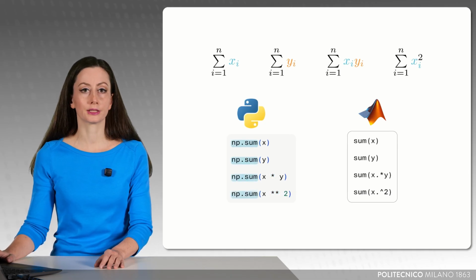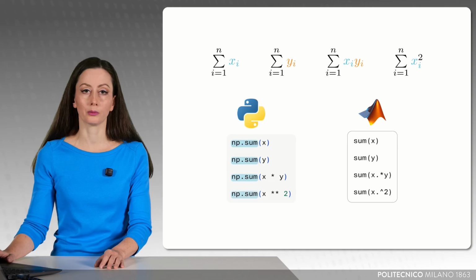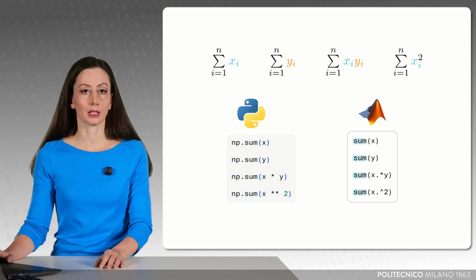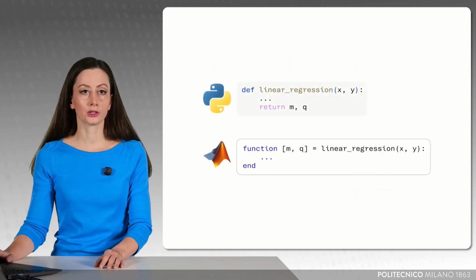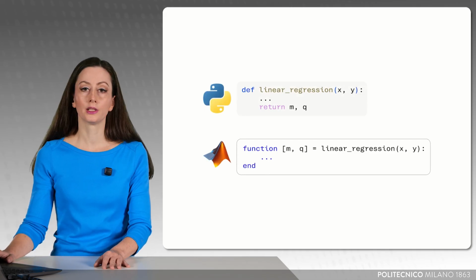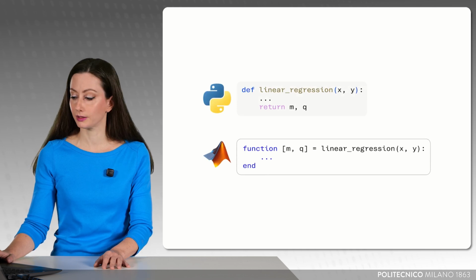Finally, for computing these summations, in Python we use the sum function from the NumPy module, while in MATLAB we use the built-in sum function. We then implemented a function that takes as input two arrays containing the x and the y coordinates of the points and computes the coefficients m and q of the regression line.